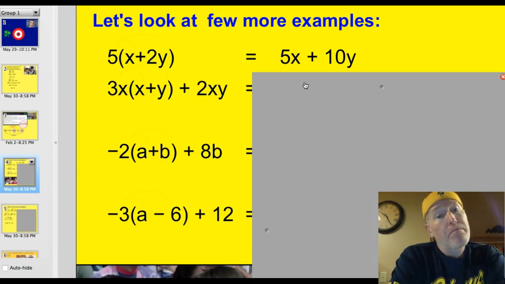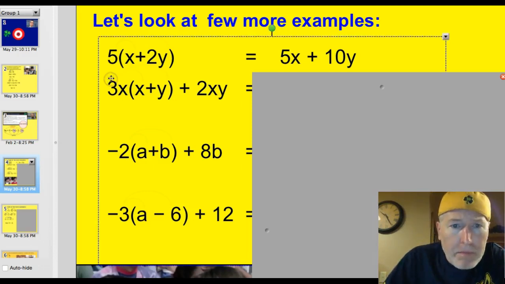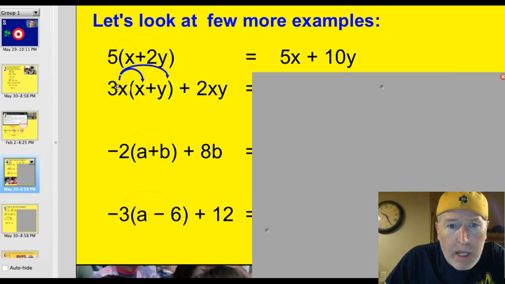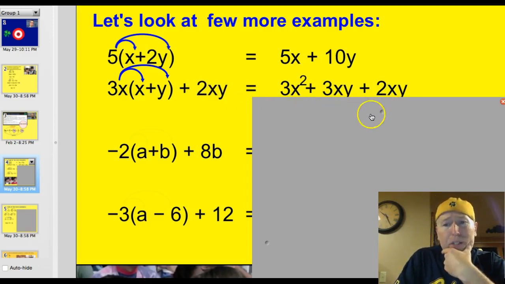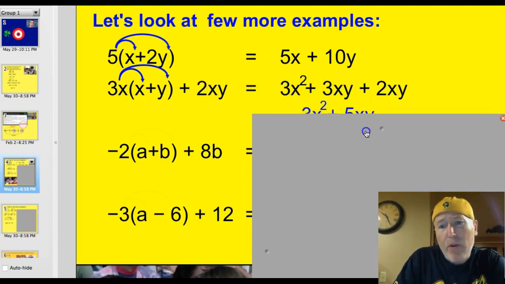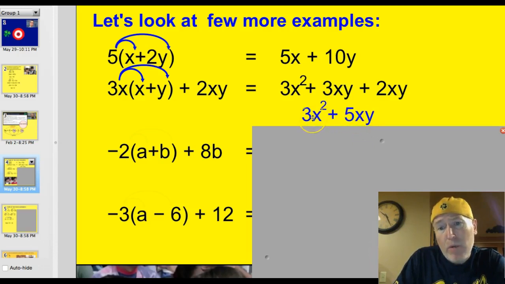How about this one here? Try it. What would you do? Well, let's see. I'll get my arrows to appear there. I like putting these in, especially when it becomes complicated. This one up here I thought was pretty easy, but I do have them there if you want them. So this is 3x times x. Well, that would be 3x squared, because now I've got x times x, so that's where the x squared comes from. But then I also have 3x times y, so that's where I get the 3xy. Now I've got to add that 2xy. So 3xy and 2xy, those are like terms. I can add those and make it 5xy. So really what I have here is 3x squared plus 5xy.